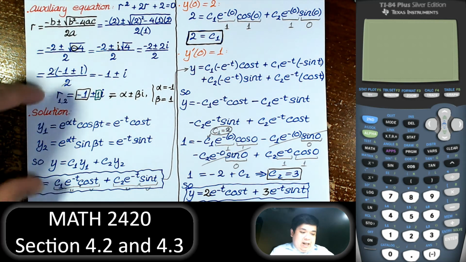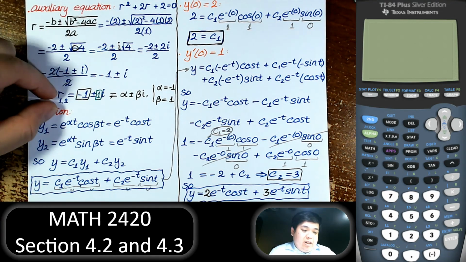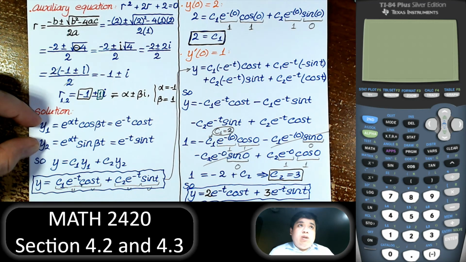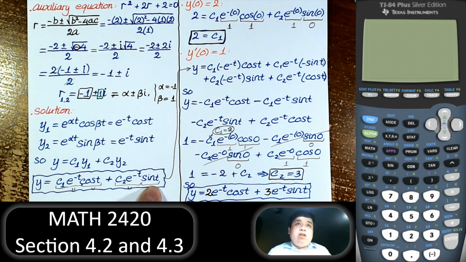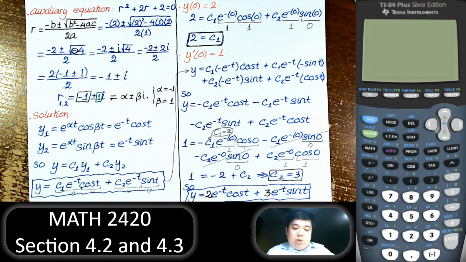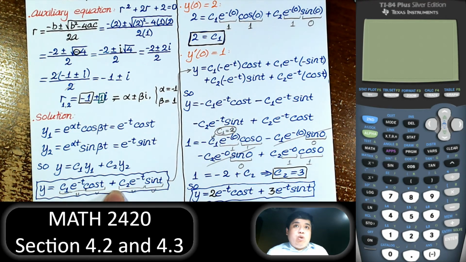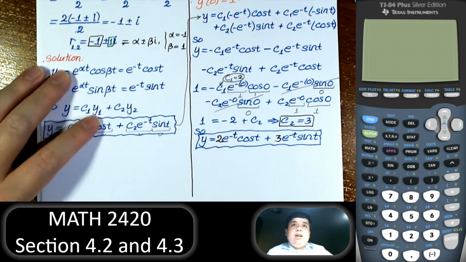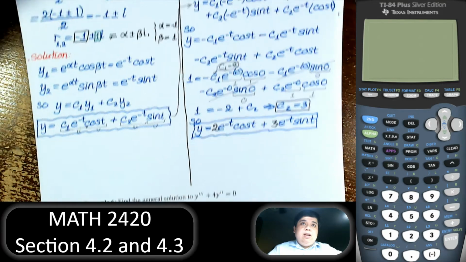For the auxiliary equation, we have a complex conjugate solution here, so the solution must be that linear combination. With the initial conditions, we find c1 and c2. Substitute back into the general solution, and we have the particular solution. Right, next.